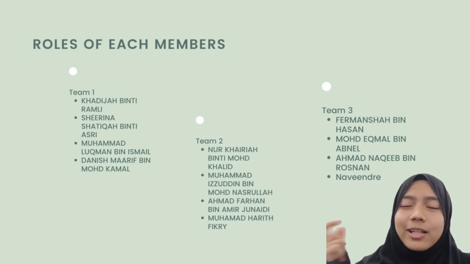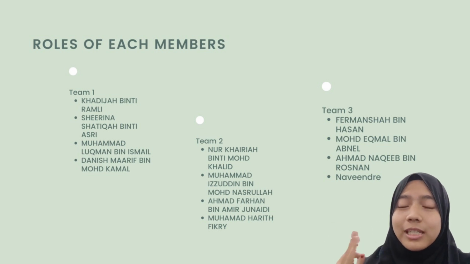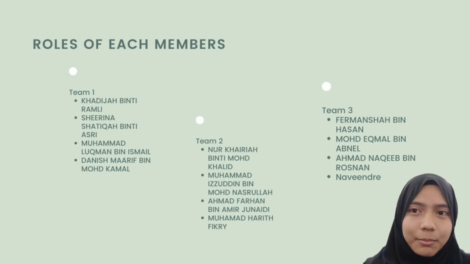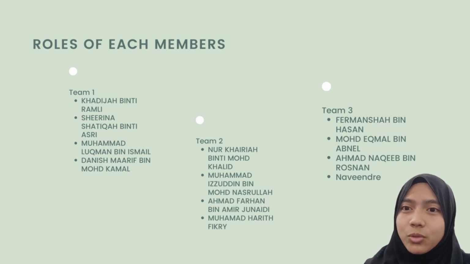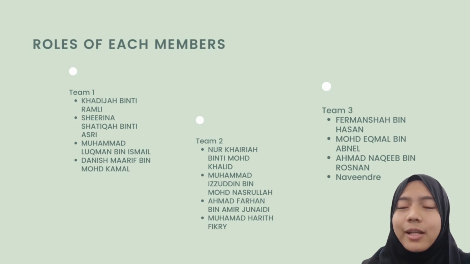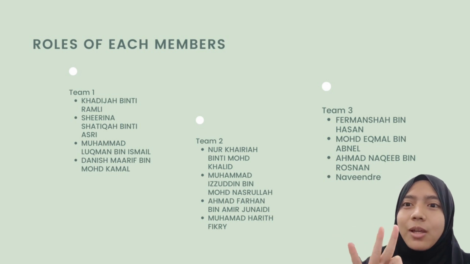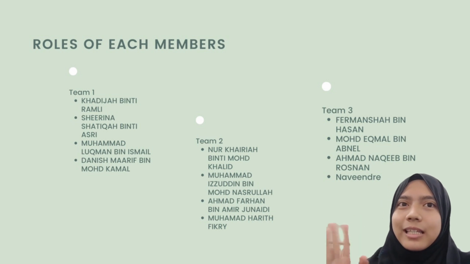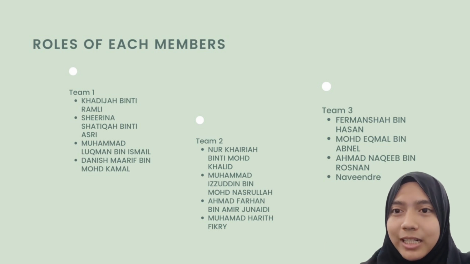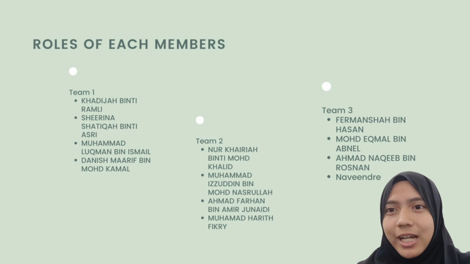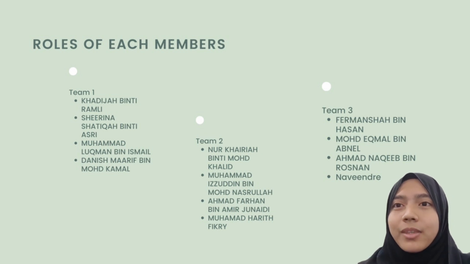As we all know, there are 12 members in each group. For me, 12 is a big number to assign one by one on what to do. So I think this is the best way to make sure that all members participate and work functionally. So there are 3 teams. Team 1 is in charge of management. In team 1 there are KHADIJAH, myself, SHEERINA, MUHAMAD LUQMAN, and DANISH MAARIF.